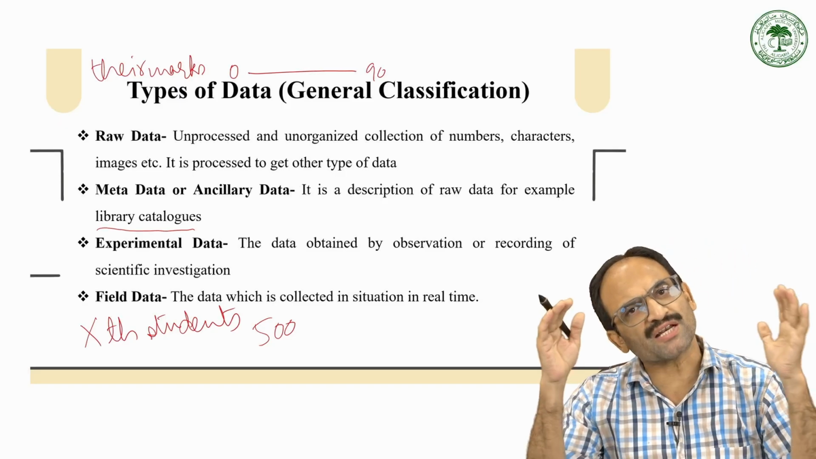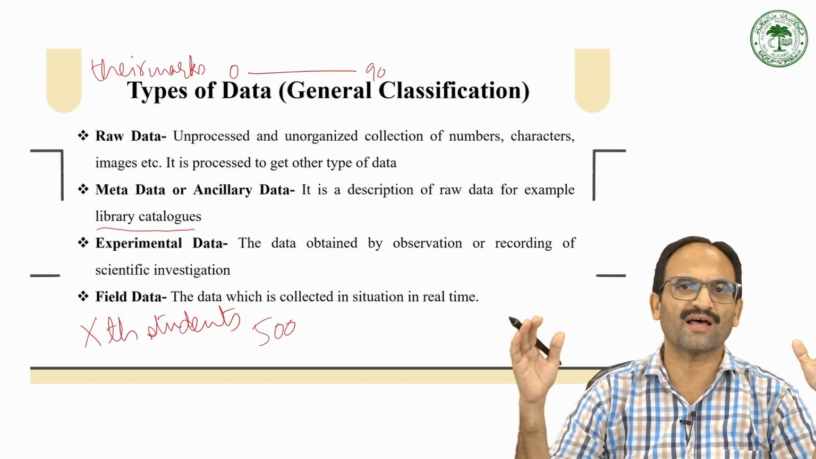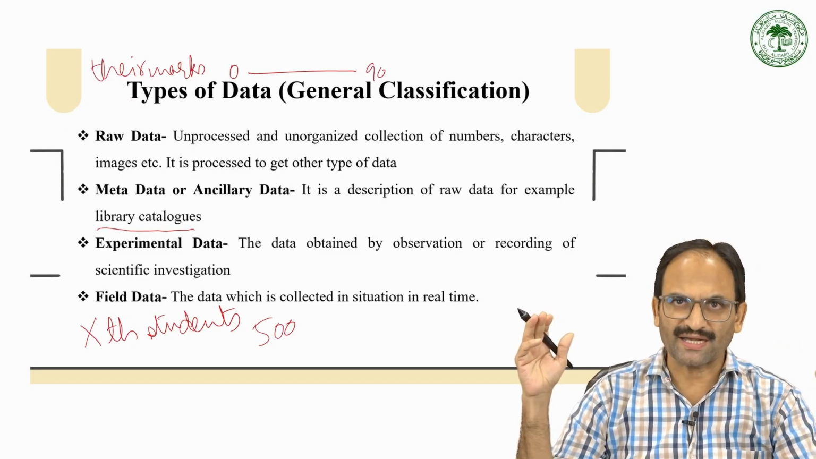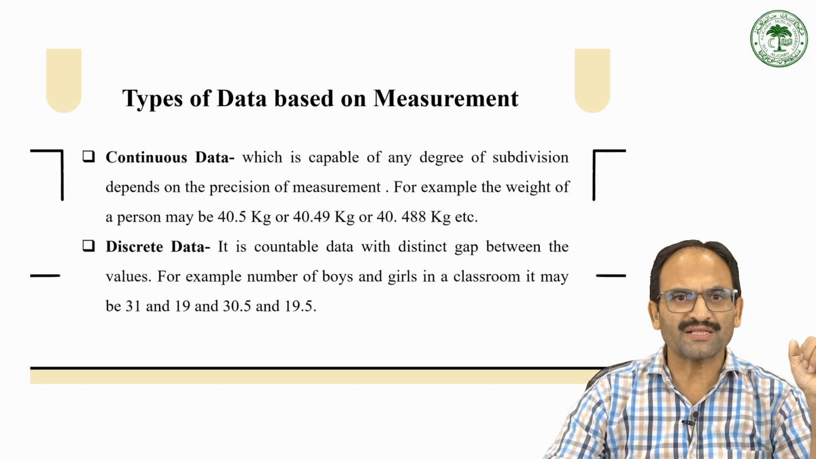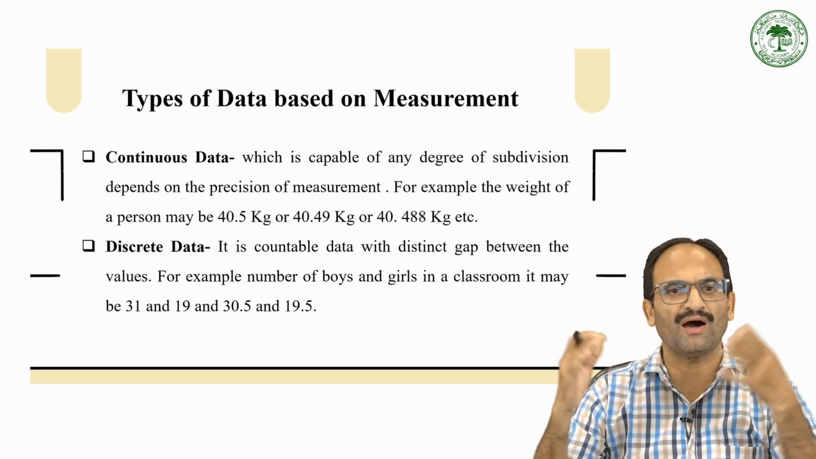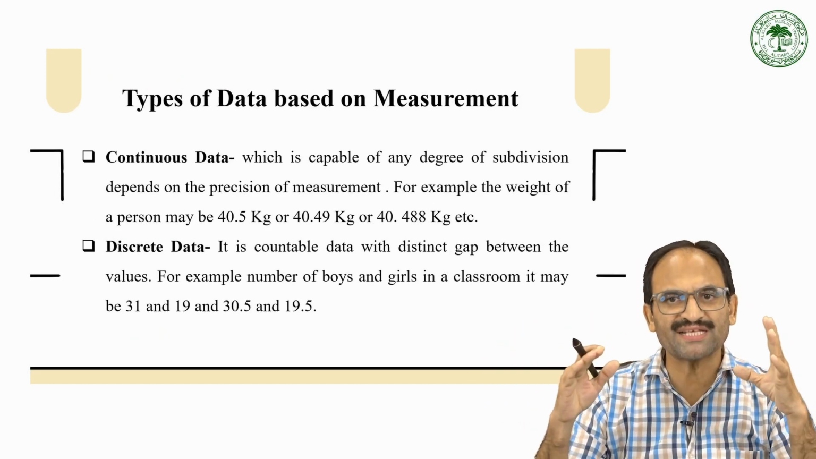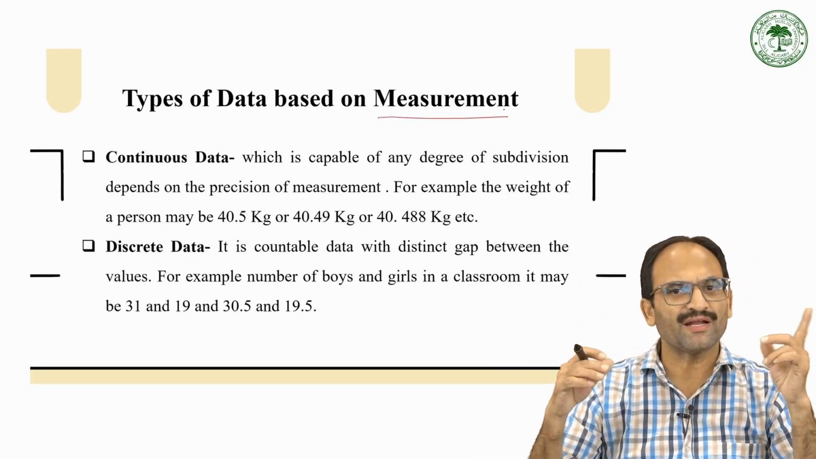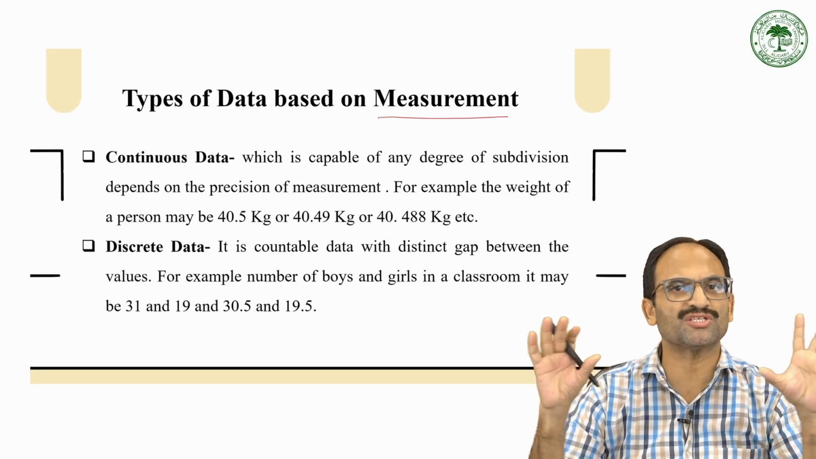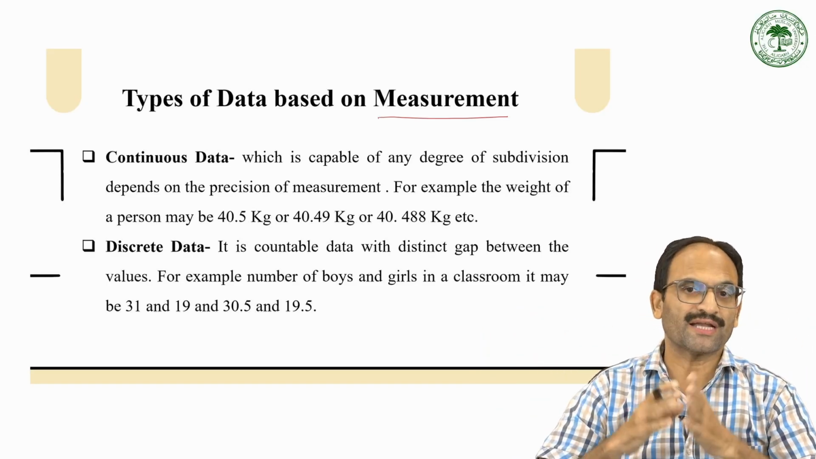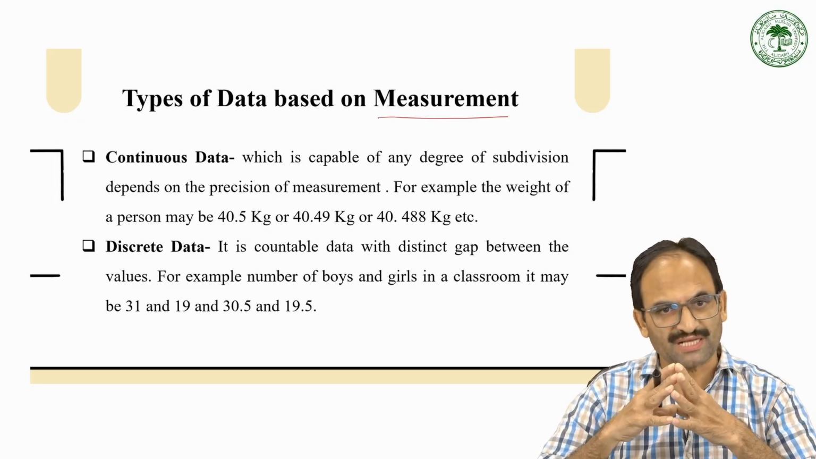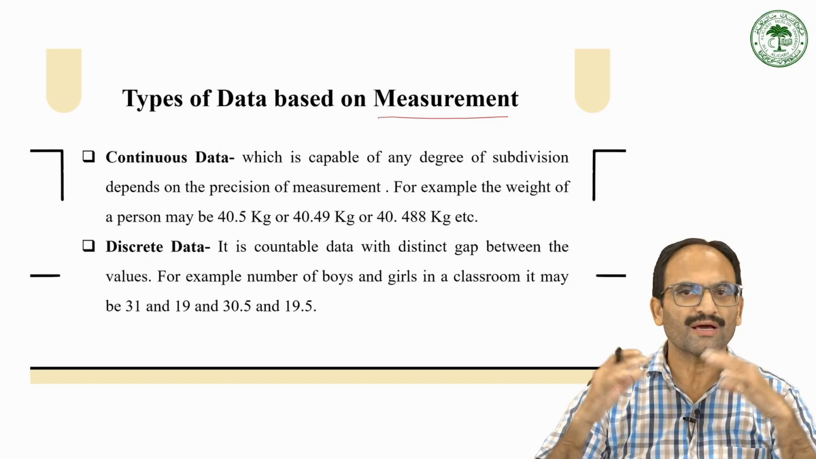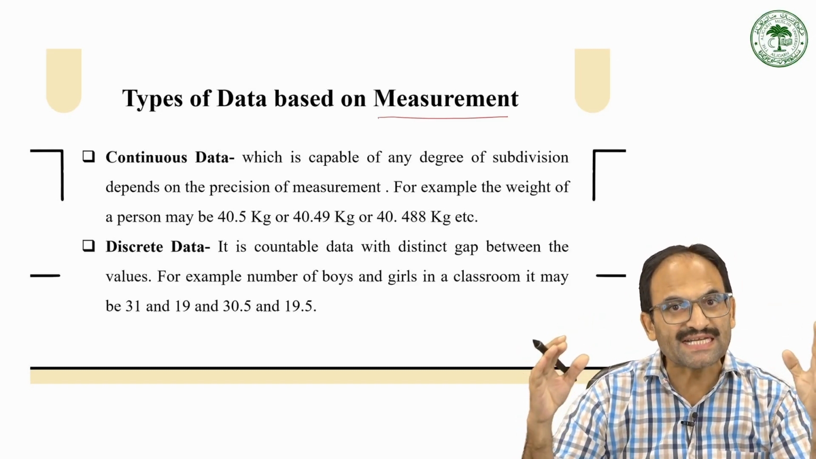So on the basis of general classification, you can say that data are of 4 types: raw data, ancillary data or metadata, experimental data, and field data. But there is another classification also of data, and that is based on measurement. So remember, in the previous slide, types of data was based on general classification, but in this slide, types of data is based on measurement. And based on measurement, we have 2 types of data: continuous data and discrete data.